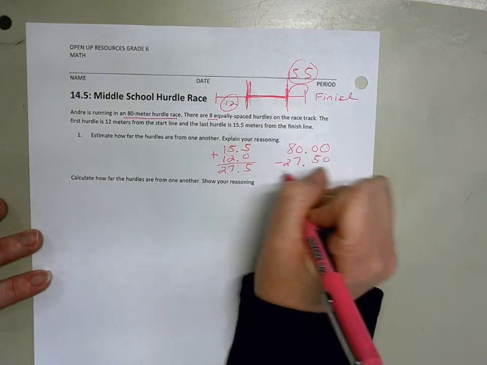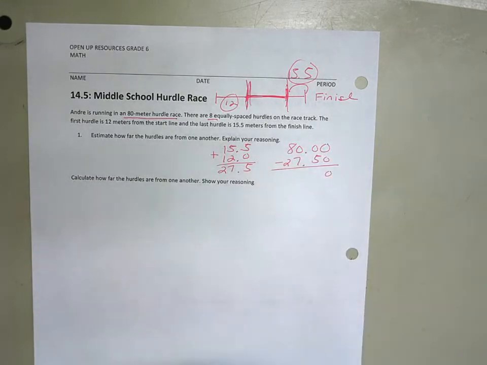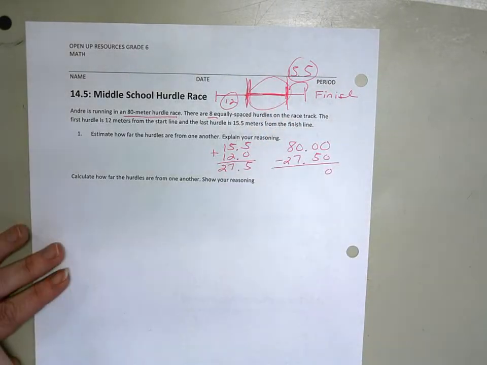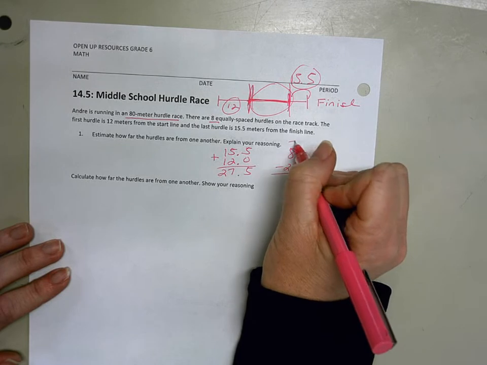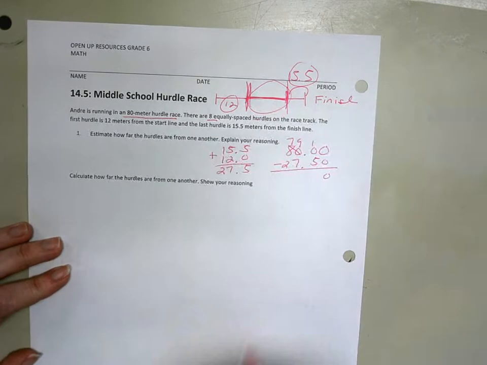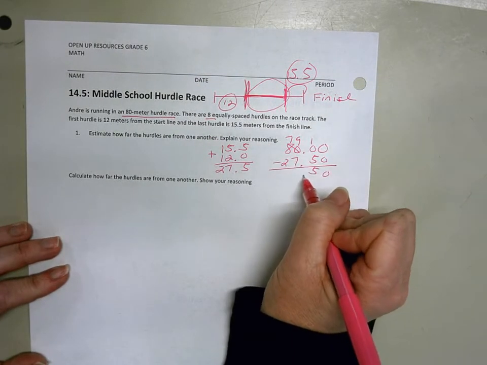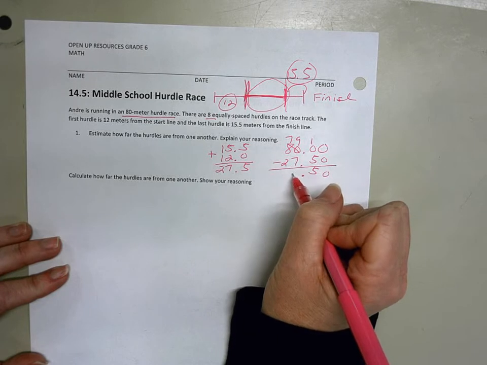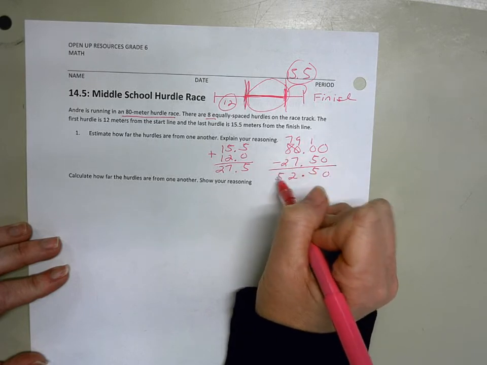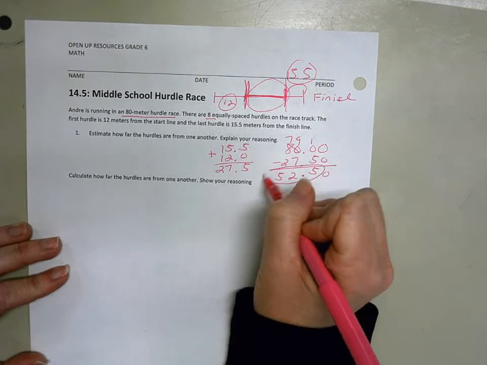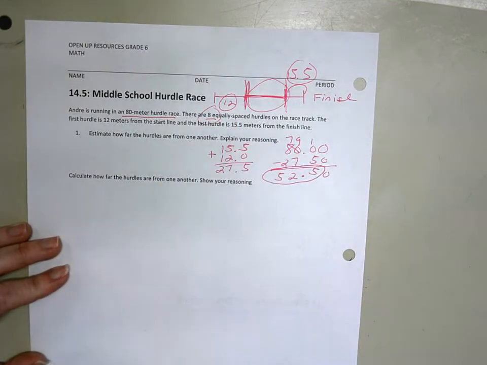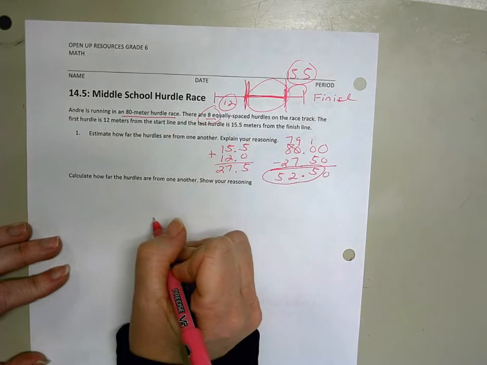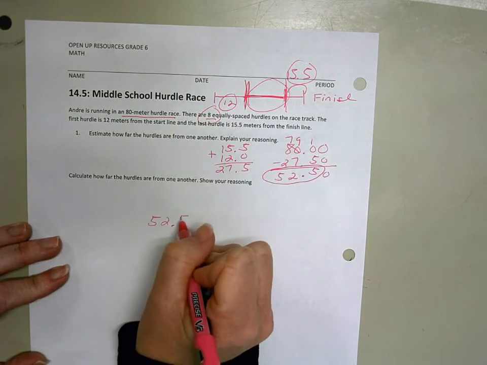And what I'm left with is the amount of space here where we're going to have our 8 hurdles. I'm going to have to do some regrouping, which you've become very good with, by the way. I've noticed that. So 10 minus 5 is 5, 9 minus 7 is 2, and 7 minus 2 is 5. So we have 52.5 meters, and we have these 8 hurdles. So the problem is going to be 52.5 divided by 8.